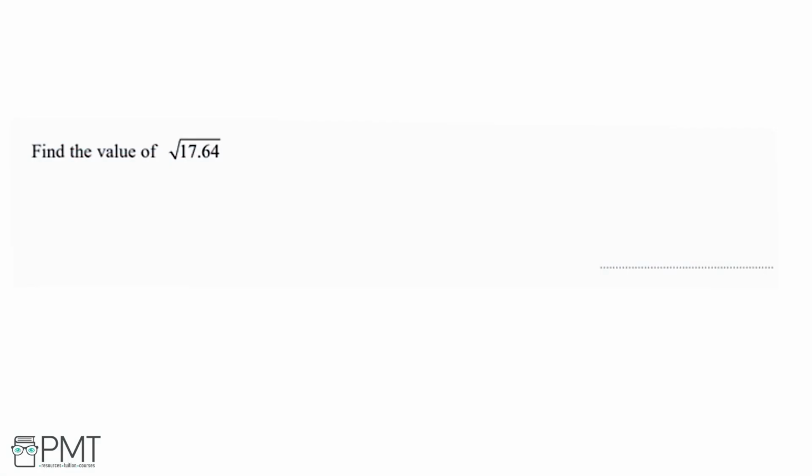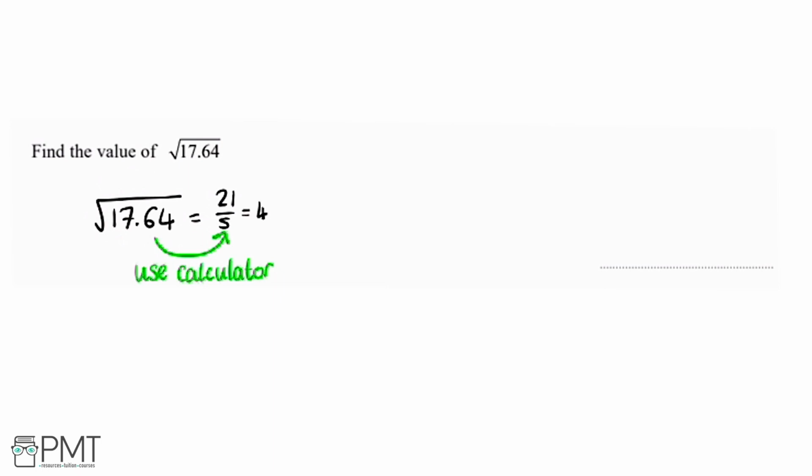We need to find the value of the square root of 17.64. Now, because this is a calculator paper, we just need to put this into the calculator, which gives us 21 over 5. You could also write that as a decimal, which is 4.2 for 1 mark.